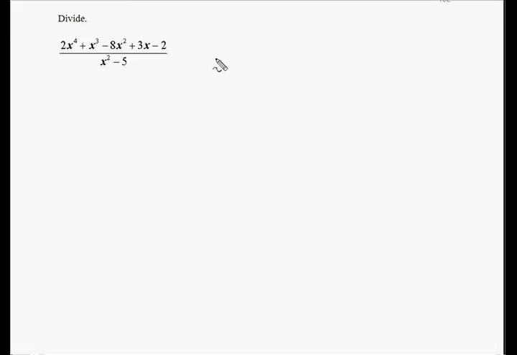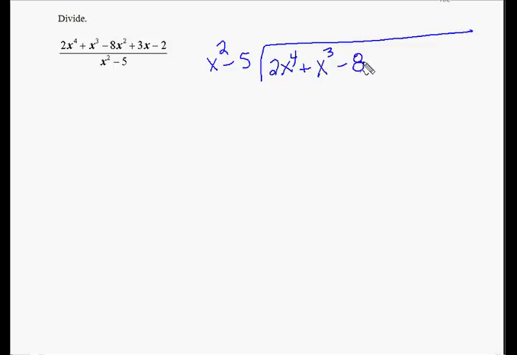Divide. Again, let's write this as a long division problem. x squared minus 5 divided into 2x to the fourth plus x cubed minus 8x squared plus 3x minus 2. And we're going to look at this leading term and divide it into the leading term.